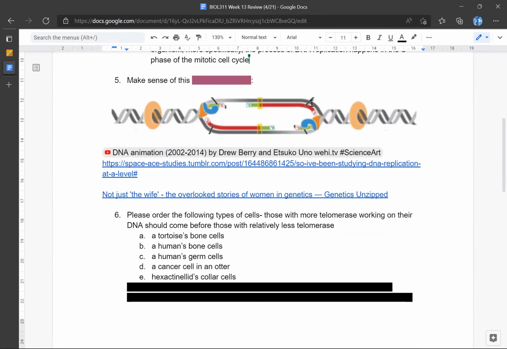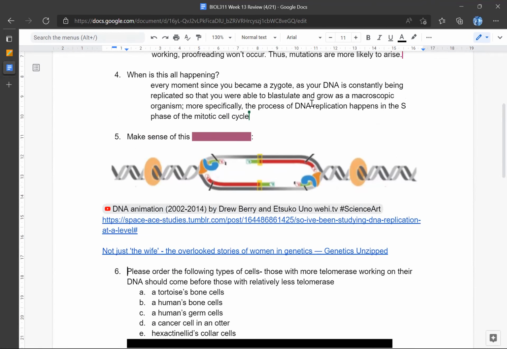So now that we know when this is happening, let's make sense of an image, a depiction of replication. So what is this picture that you're looking at? What are we trying to make sense of? That is a replication bubble. Excellent. So make sense of this replication bubble, if you please.